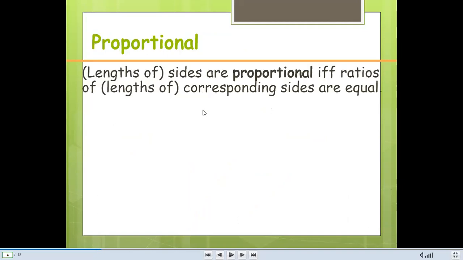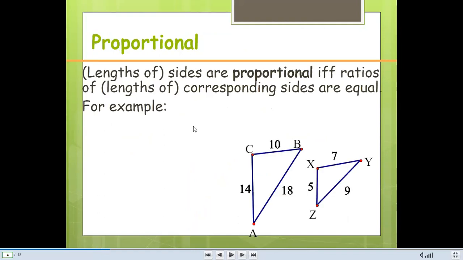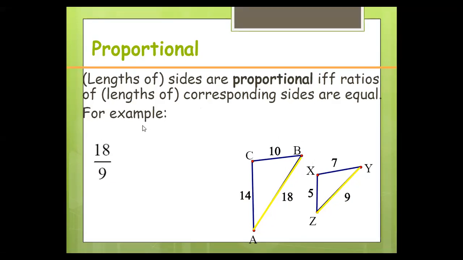Proportional. Length of sides proportional. If the ratio of the length of corresponding sides are equal, then, for example, in these two triangles, I have the first side, which is AB equal 18 and YZ equal 9. 18 over 9 equal how many? It will be equal 2, right?